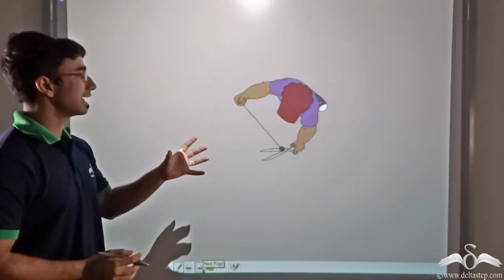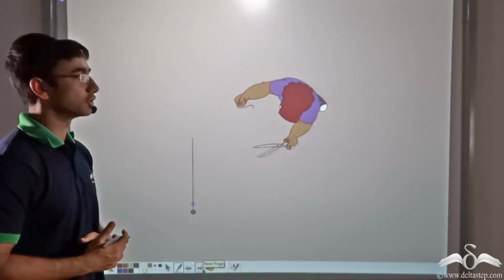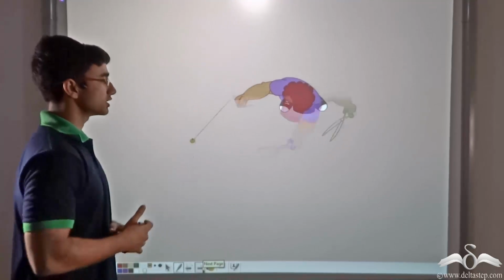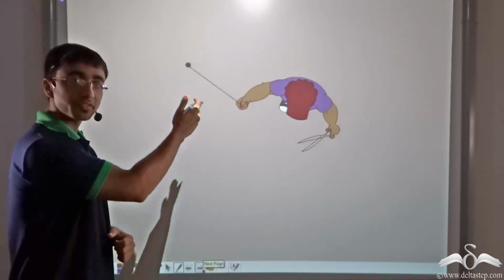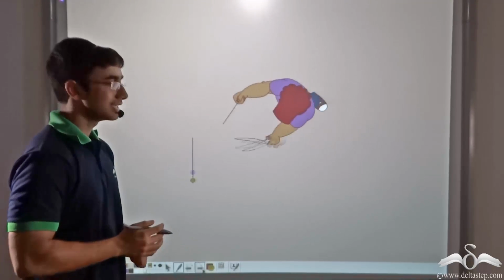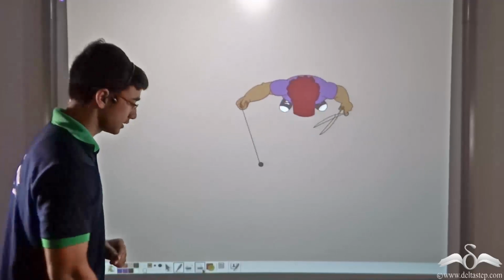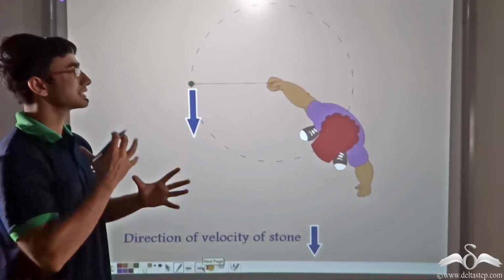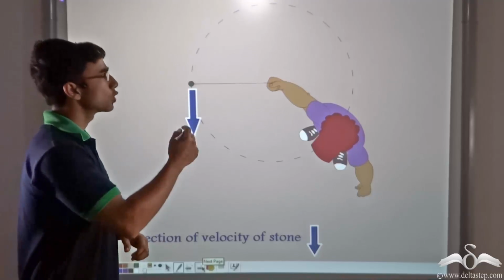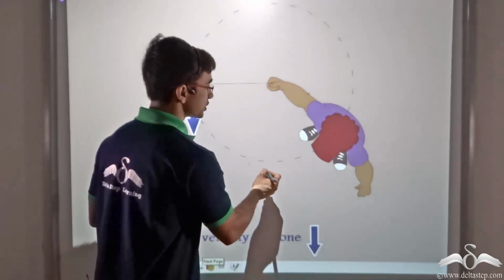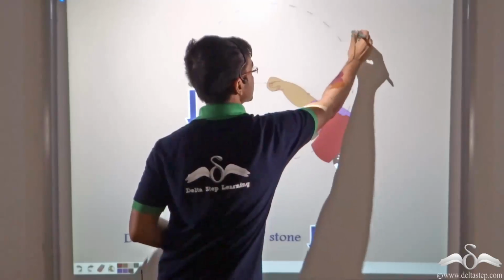So now let us analyze in which direction it is flying off. If you look at this closely, you will find that the stone, after the string is cut, flies off in a direction that is tangential to the circular path. Now let us analyze this further. Over here, we find that the stone is rotating along this circular path.